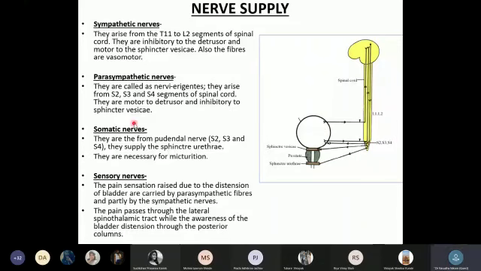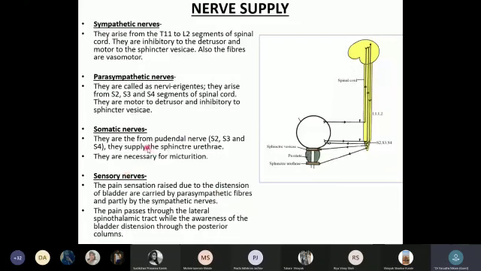Somatic nerves usually supply the body wall. They also supply the sphincter. So they are usually supplying our perineum. These nerves are coming from the pudendal nerve. The root value is again similar to the pelvic splanchnic nerves, that is S2, S3, S4. Only these are somatic nerves. So these nerves are responsible for the act of micturition, and they will supply mainly the sphincter.